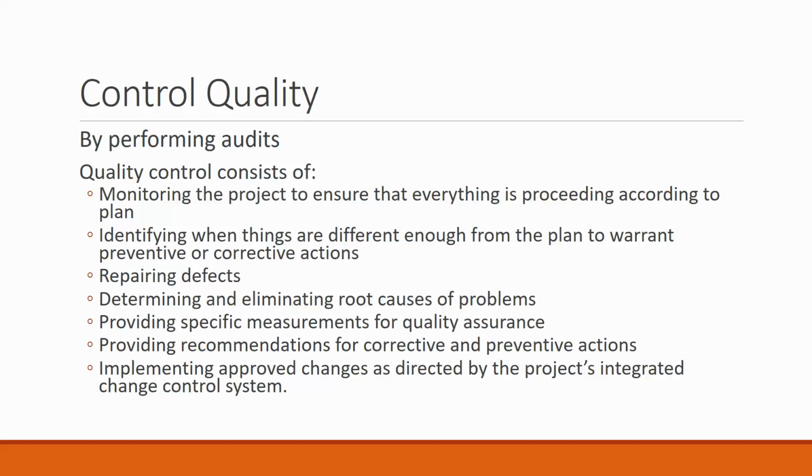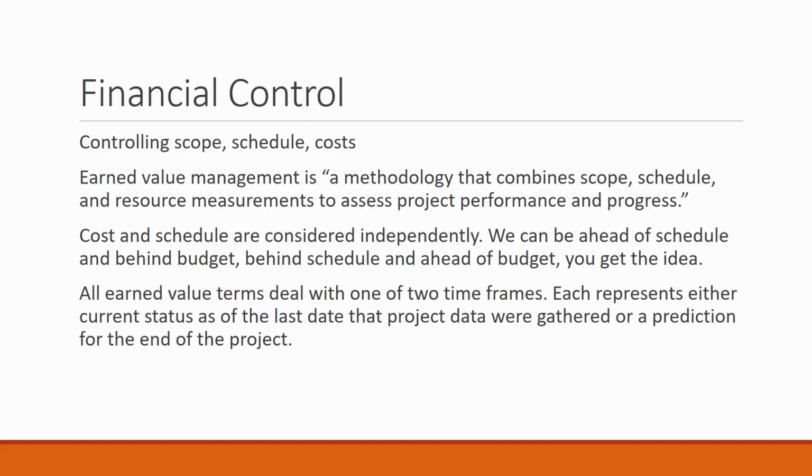So if we find that something is wrong, we need to make sure that we provide a way to make sure that it doesn't happen in the future. But we also need to repair any defects if possible. We also need to worry about determining root causes for problems. We provide specific measurements for quality assurance. We're providing recommendations for corrective actions when needed, and we're implementing approved changes as directed.